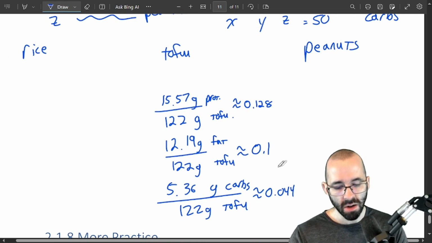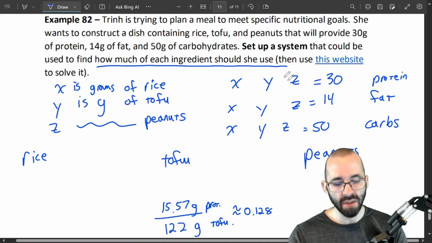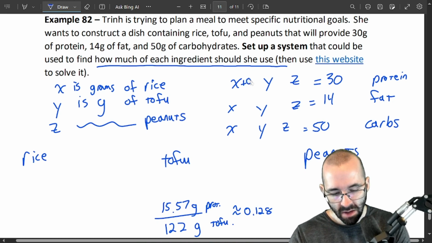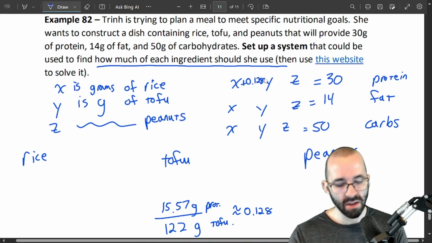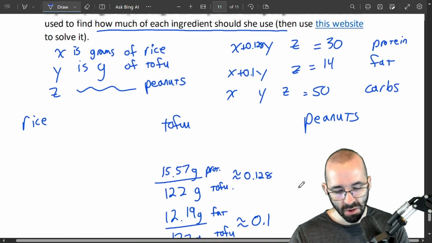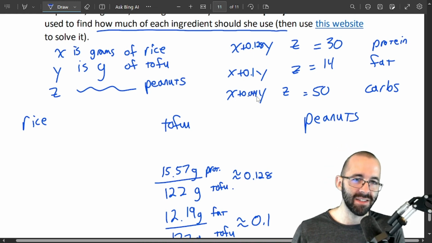So those are our coefficients, right? That says for protein, for every gram of tofu we put, we're going to get 0.128 grams of protein. For fat, we're going to get about 0.1. For carbs, we're going to get about 0.044. And we might have to zoom in.